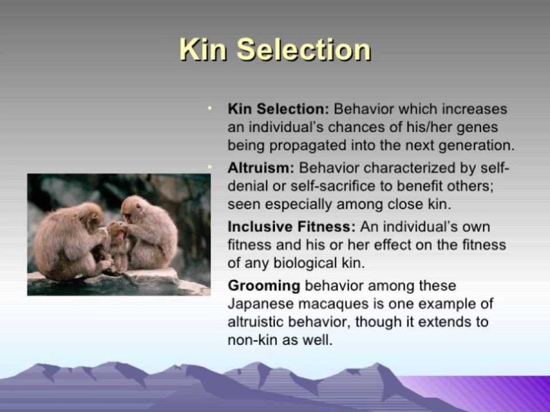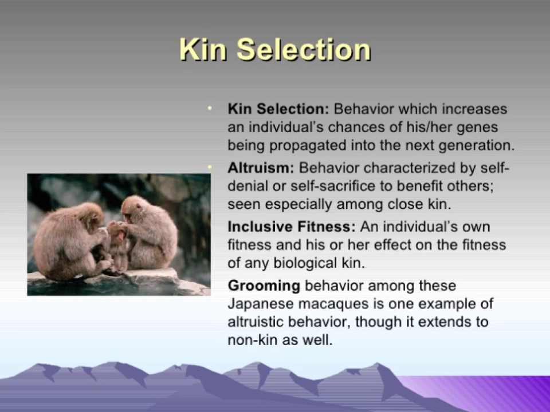So when we talk about altruism, there's different terminologies here you need to know. There's kin selection, and that's a behavior which increases an individual's chances of his or her genes being propagated into the next generation. Altruism is a behavior characterized by self-denial or self-sacrifice to benefit others, seen especially among close kin. And that's where we got that inclusive fitness, an individual's own fitness and his or her effect on the fitness of any biological kin. And we can see an example of this, and this is grooming.